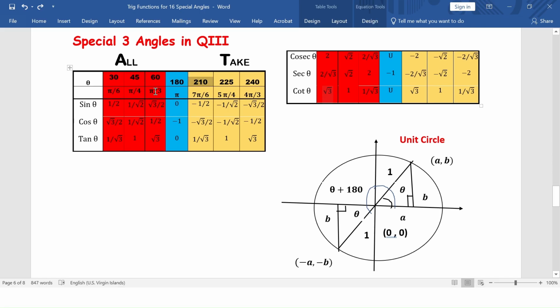So it works for all the angles as well. Okay, now let us say 30 degrees here. If you just add 180, you are going diametrically opposite. We call this one diametrically opposite.